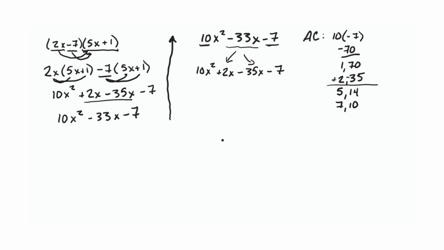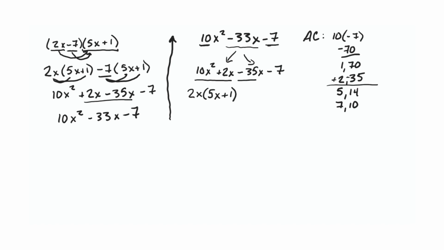So now we have 10x squared plus 2x minus 35x minus 7. Okay, now since we have a polynomial with 4 terms, we can do factoring by grouping. Remember, factoring by grouping says look at just the first 2 terms. What do they have in common? They have a 2x in common, so let's factor that out. So 10x squared divided by 2x is 5x, and 2x divided by 2x is 1.